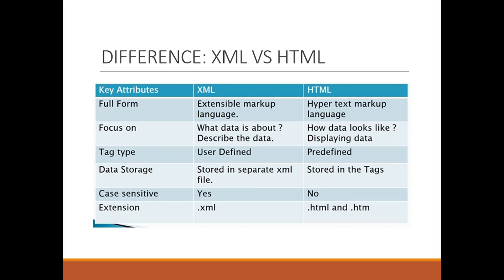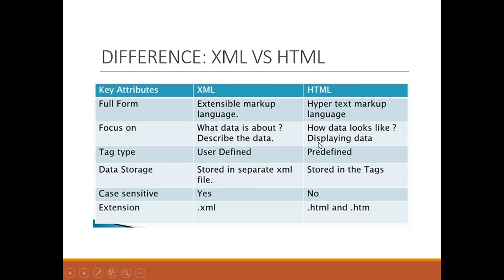Now let's look at the difference between XML and HTML. Number one, XML, just like we said, stands for Extensible Markup Language. I know it starts with an X, but this is how it's written. While HTML is Hypertext Markup Language. Now, what is the purpose of XML again? XML is mainly used to store or transport data, or it describes the data.